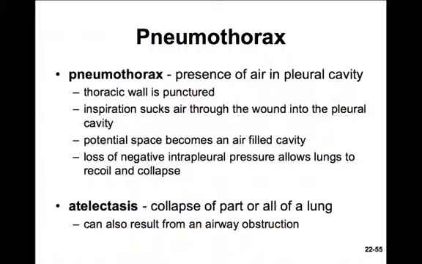And thus, we lose volume in the lungs. There's a loss of negative interpleural pressure, and that allows the lungs to collapse. When a lung collapses, it's called atelectasis. Not only can it result from pneumothorax, but it could also result from an airway obstruction.